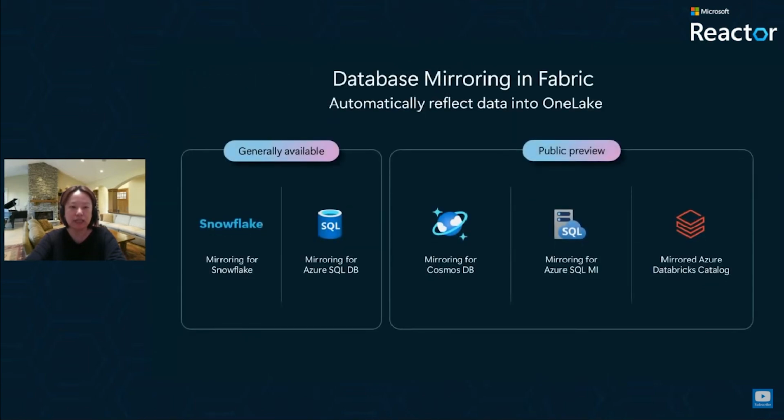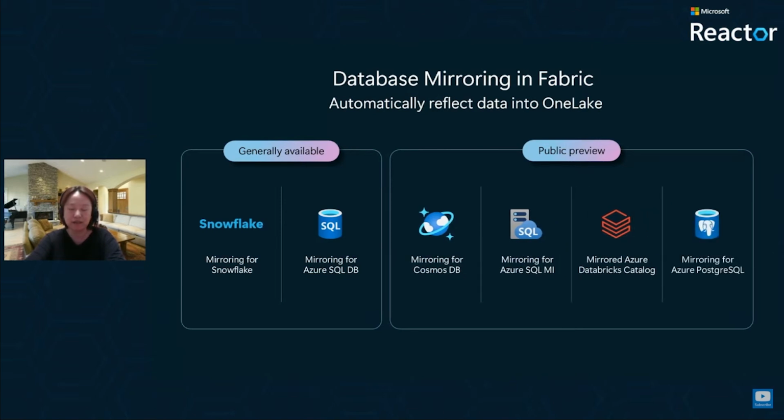And for database mirroring, we already support Snowflake and Azure SQL database mirroring as generally available, so you can directly use those. And we support Cosmos DB, Azure SQL MI, and Databricks Unity Catalog as public preview. In addition, just a few weeks earlier during the Fabric conference, we also announced the public preview for Azure Database for PostgreSQL, which is also a popular data source that we hear customer interest in for database mirroring. All of those are currently available in production, so you can directly try that out.